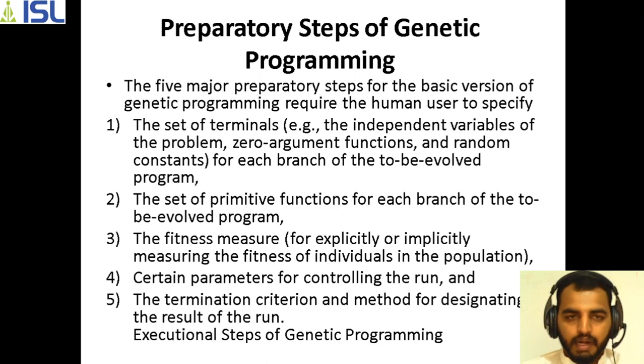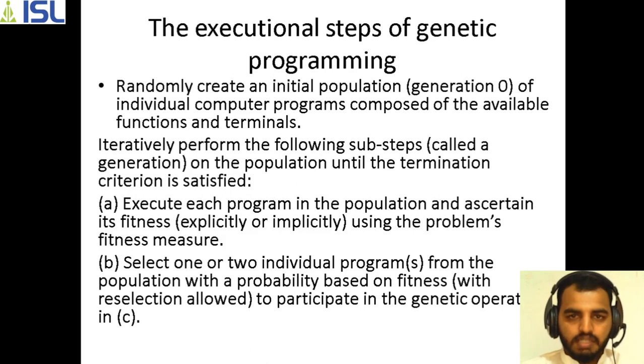Now, these are the different execution steps of genetic programming. The execution steps of genetic programming are as follows. Randomly create an initial population, or generation 0, of individual computer programs composed of available functions and terminals. Iteratively perform the following substeps, called a generation, on the population until the termination criterion is satisfied.